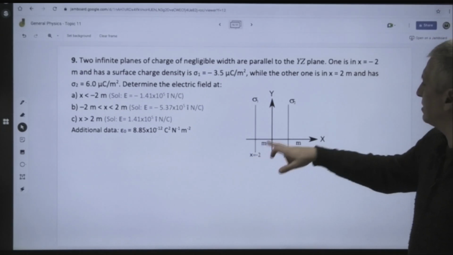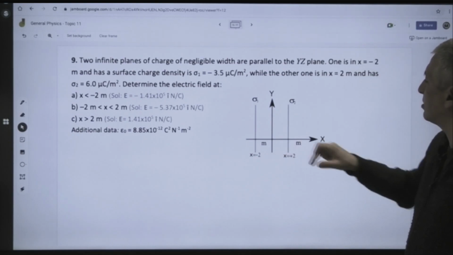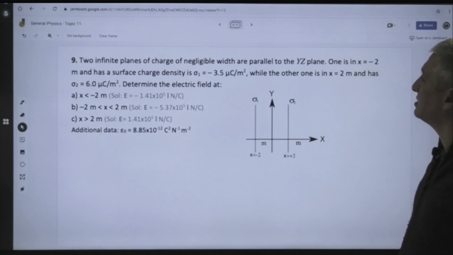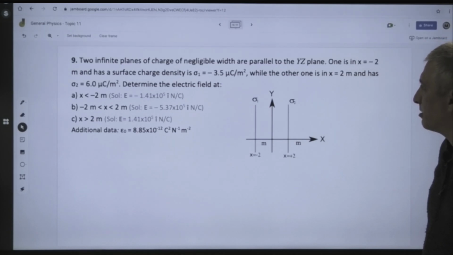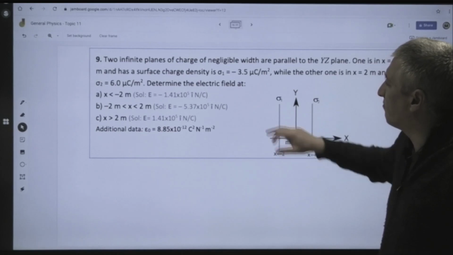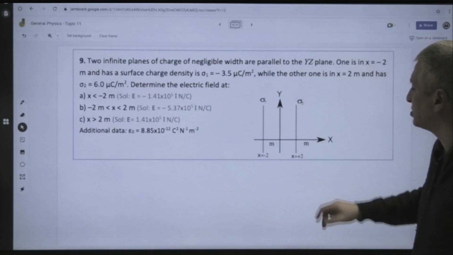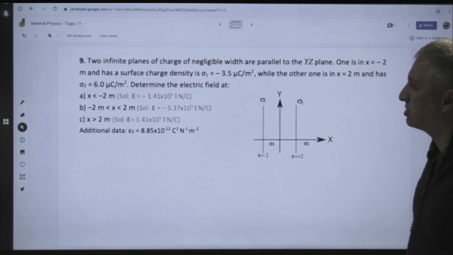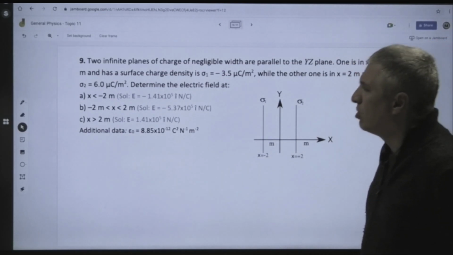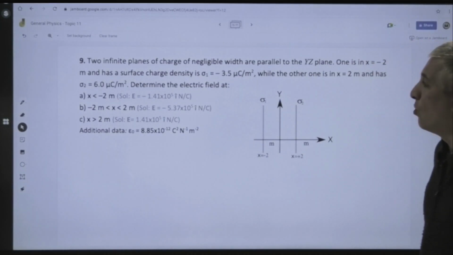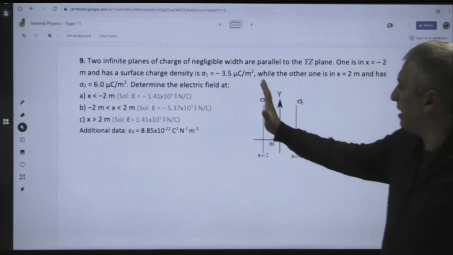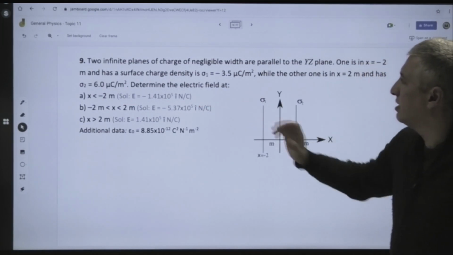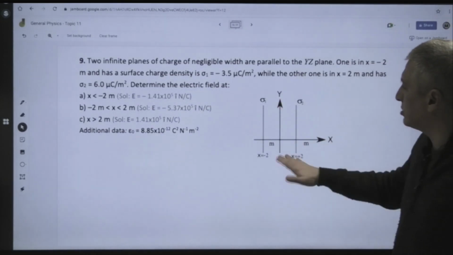Then one is placed with respect to x equals 0 at x equals minus 2, so it's on this side and has a surface charge density of minus 3.5 microcoulombs per meter square. Okay, so it's units of surface charge density. While the other is at plus 2 and has a larger, positive surface charge density of 6 microcoulombs per meter square. Now, we had to determine the electric field at the left side of both infinite planes, in between the two, and also to the right.